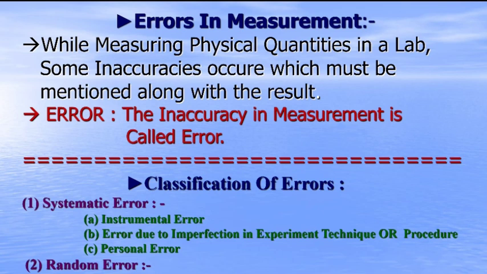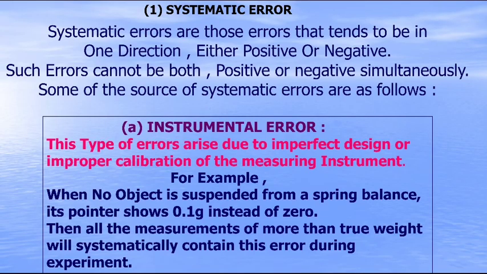So error means inaccuracy in measurement. Error could be either systematic error or random error. Now let us take one by one the systematic error and the random error, how the error is produced and what the type of this error is. First, systematic error. Systematic errors are those errors that tend to be in one direction, either positive or negative. Such errors cannot be both positive and negative simultaneously.